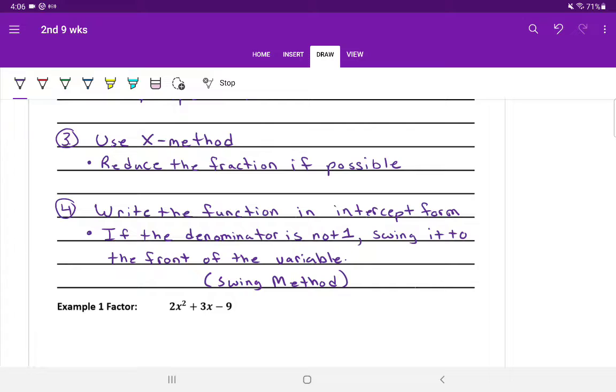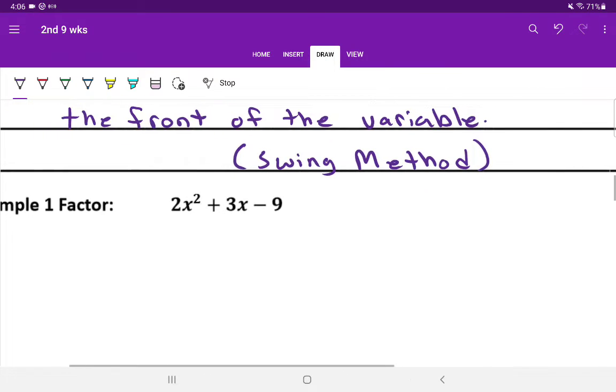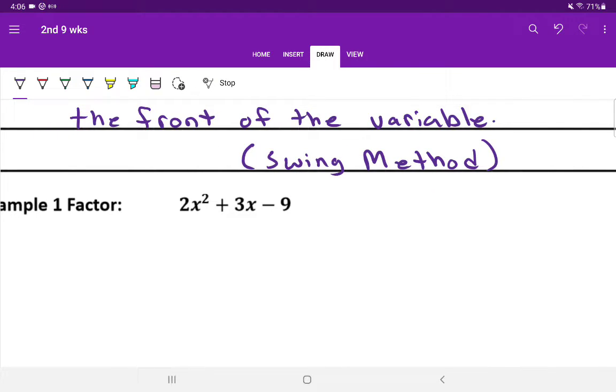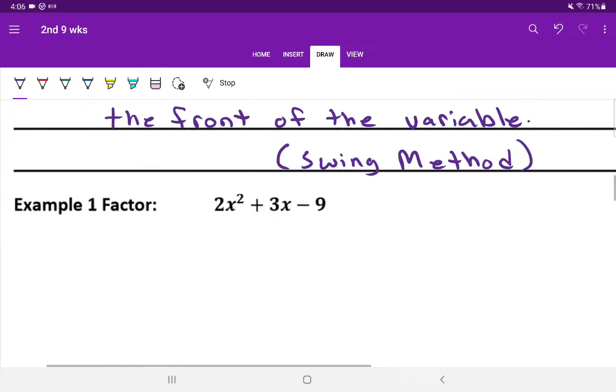So let's work example 1. We're going to factor 2x squared plus 3x minus 9. Step 1, it is in standard form. Step 2, there is no GCF. So we're going to move on to the X method.